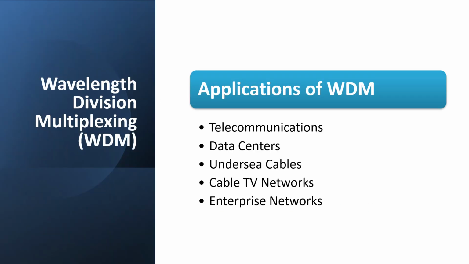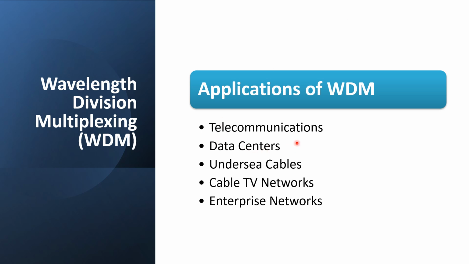Some of the applications of wavelength division multiplexing are telecommunication. WDM is widely used by telecom companies to expand the capacity of their existing fiber networks without having to lay more fiber. It is also crucial for providing high-speed internet connections.